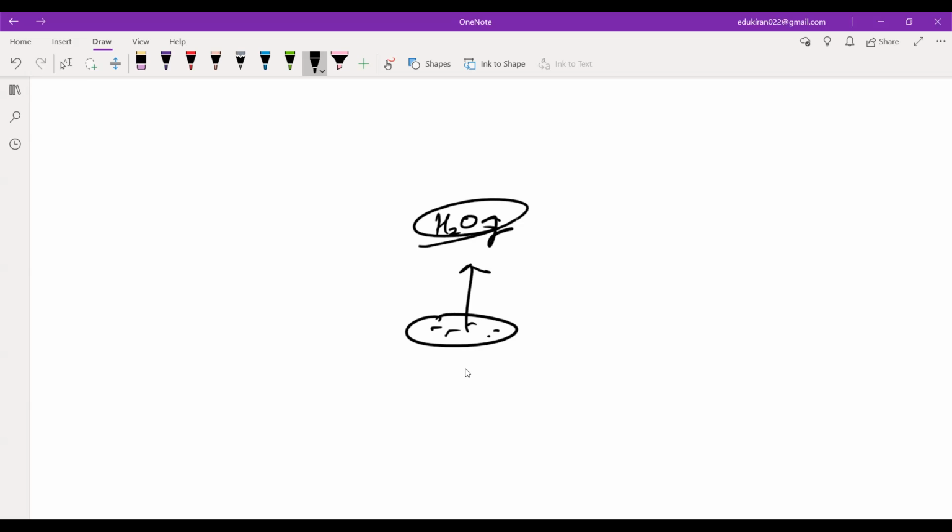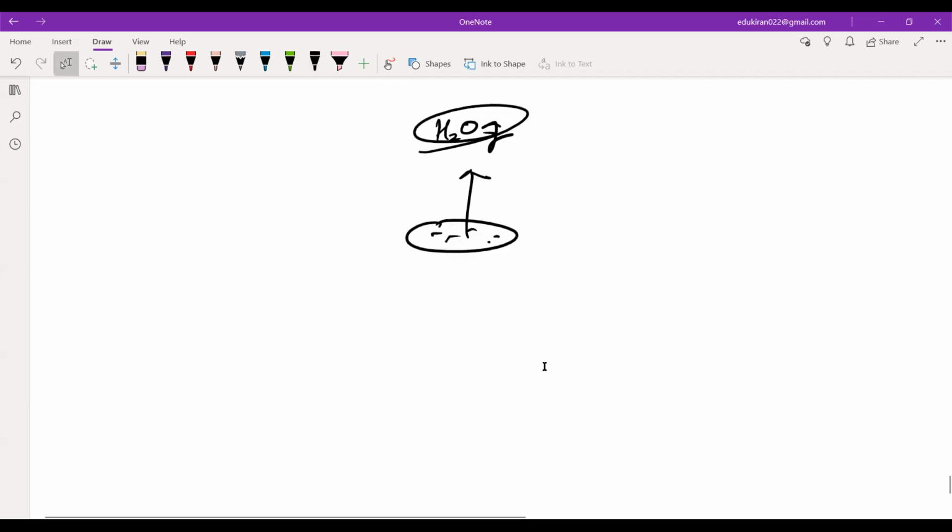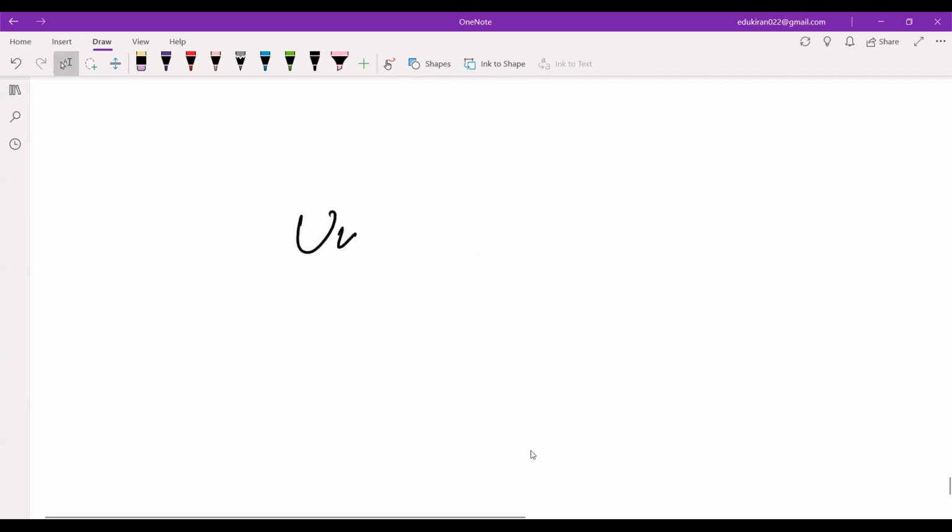Now please remember, when I started equilibrium, I said that we are not going to talk about time. We will think that we have ample time. So at the end, what is going to happen? If you just leave the water like this, all the water is going to evaporate.